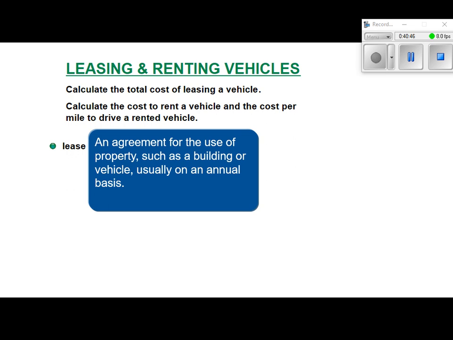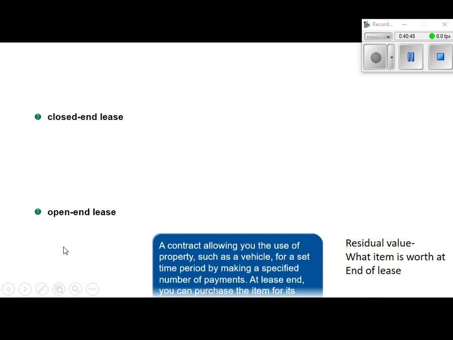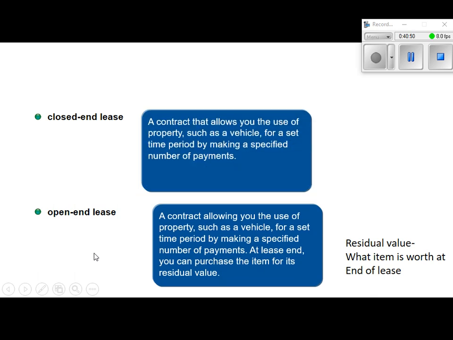There's two ways that you could have a lease. Two different kinds of leases. One of them is a closed-end lease and the other one's an open-end lease. So two different kinds of leases. Closed-end.